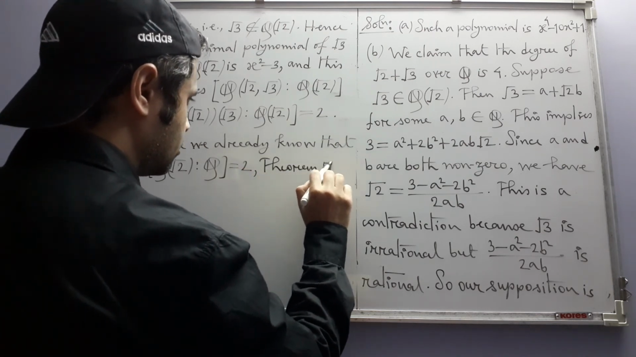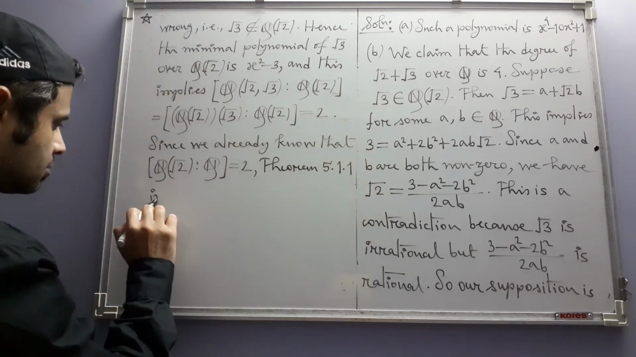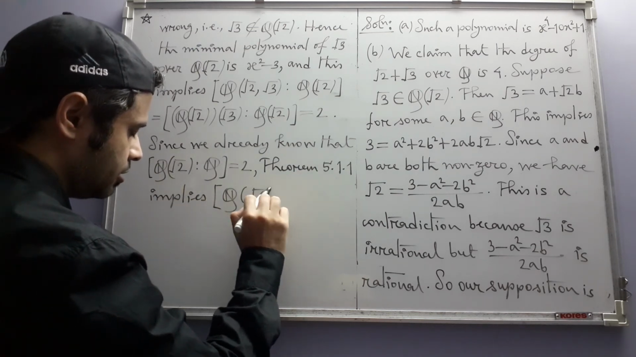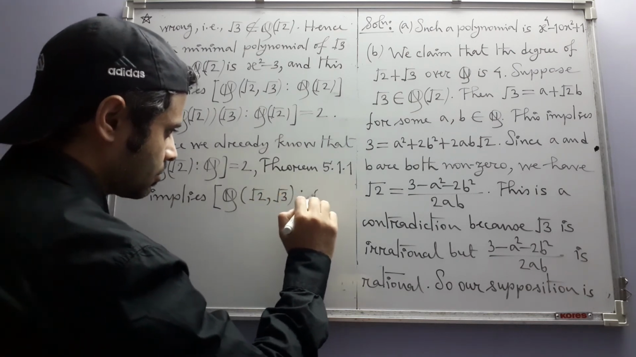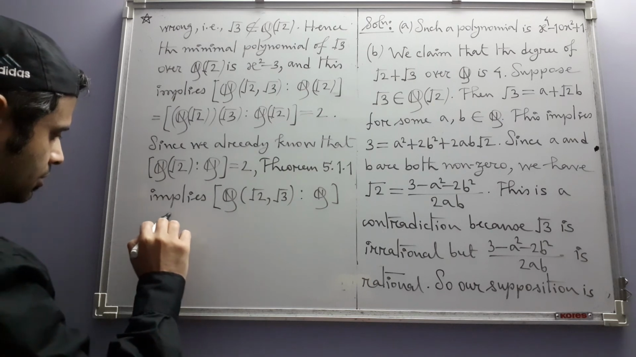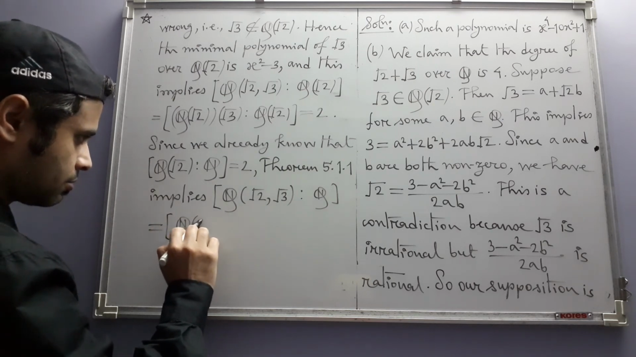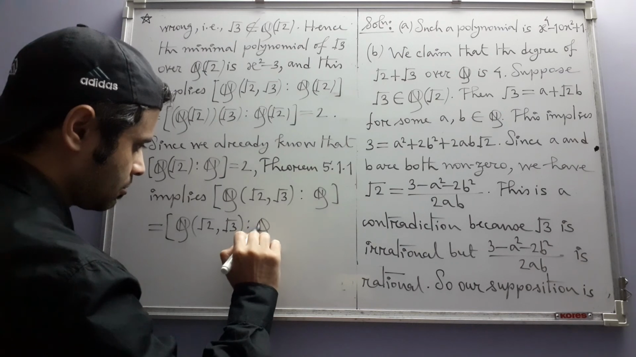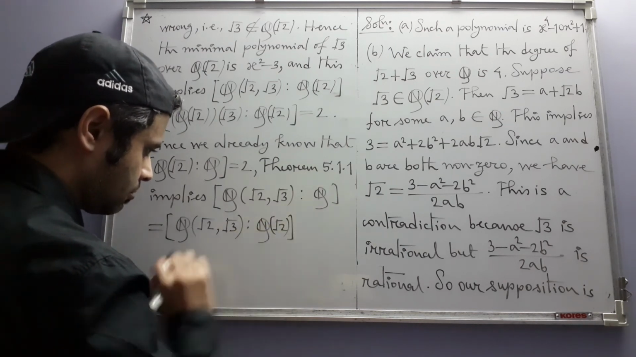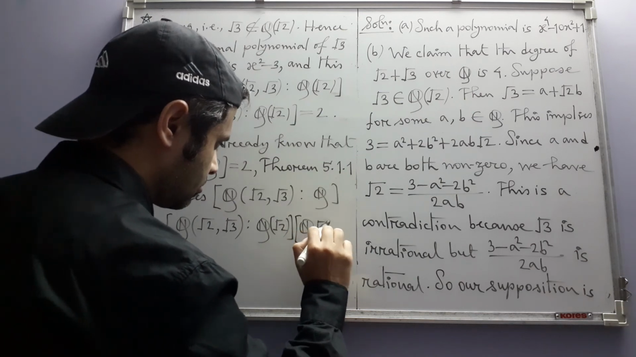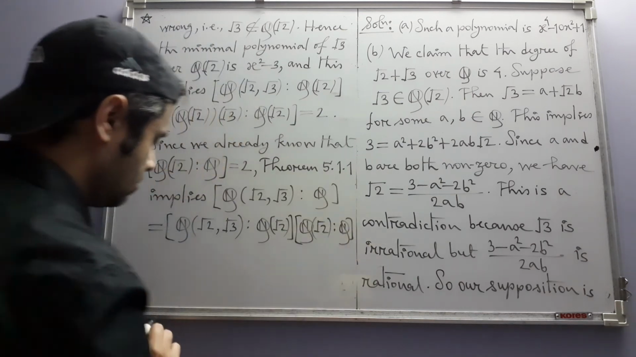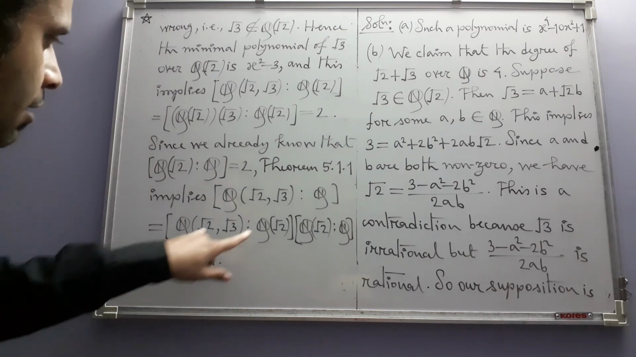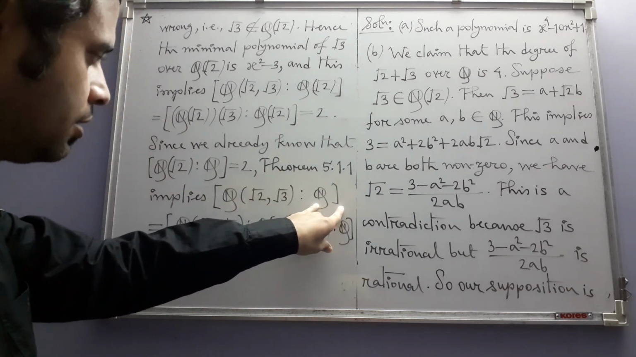So Theorem 511 implies that the degree of this extension over q is equal to this times this, which is 2 times 2 equal to 4, because we have found the degree of this extension over q and it is 4.